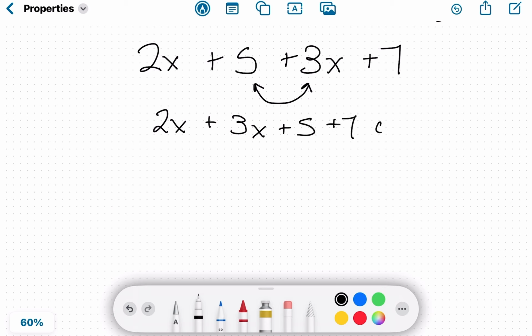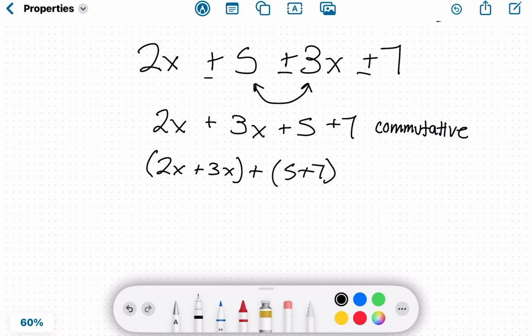using the commutative property because we moved the numbers. And that works because they are all addition. Next, we could group these off. So we could do 2x plus 3x in one group because they're like terms. And we could do that plus 5 plus 7 in another group of parentheses. And which one is the one with the parentheses? The associative property.